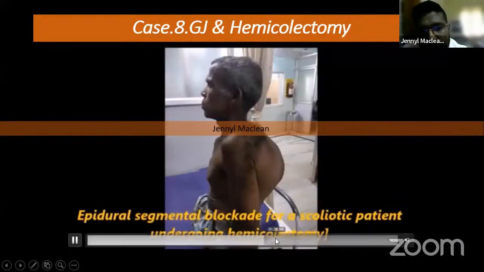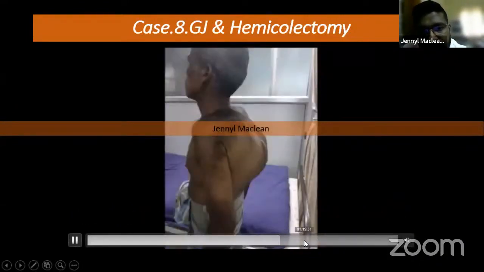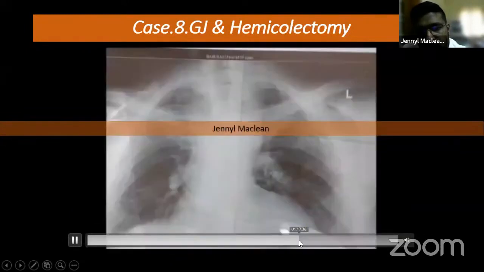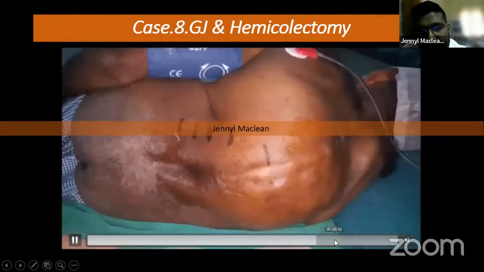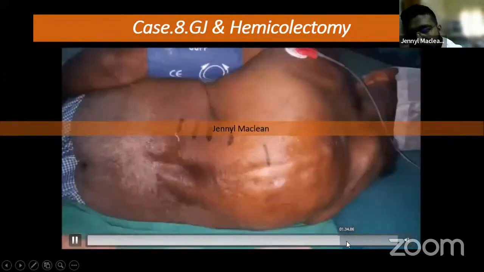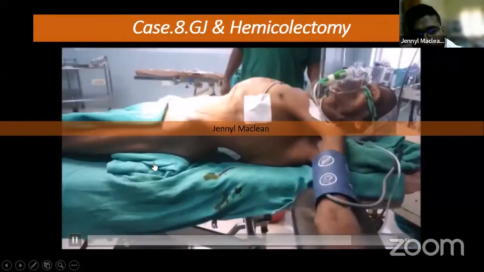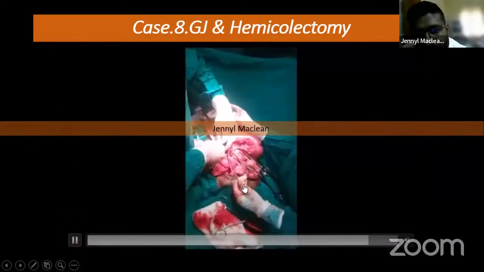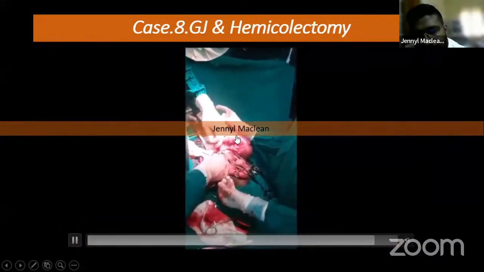For hemicolectomy. So you can see the severe kyphoscoliosis and the restrictive lung disease. There, at that time we had an ultrasound, so we were able to locate the interlaminar space and successfully do an epidural at that place. And the same here, always when there is severe kyphosis, you have to pad the gluteal region, and then they're performing the hemicolectomy.